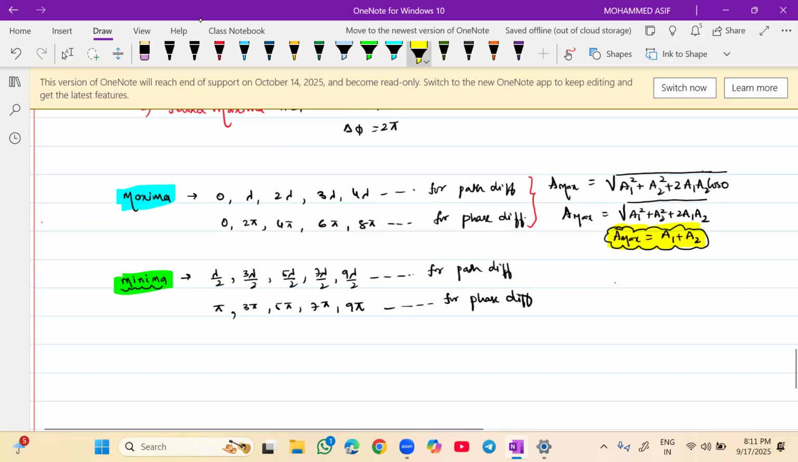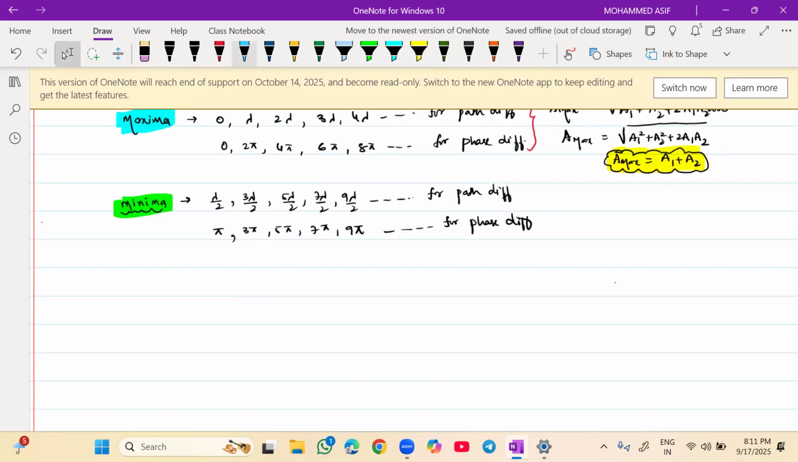Am I clear? Tell me what is the A minima formula? I'll write it directly. A minima, minimum amplitude, will be equal to A1 minus A2, direct formula. Whichever is higher should be taken first. So A minima is equal to A1 minus A2.